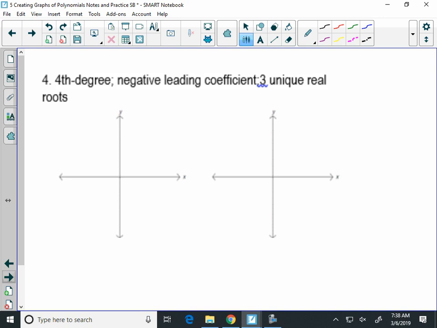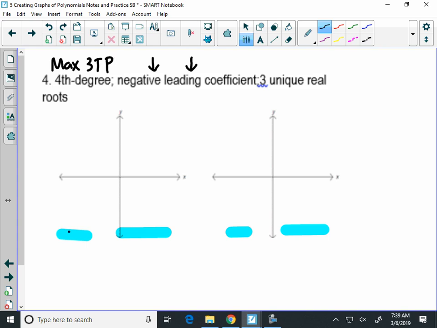All right, graph 4. 4th degree polynomial, negative leading coefficient, and 3 roots. So 4th degree is even. Even with a negative leading coefficient means both arrows point down. So when you make your graph, you're going to start and end down. 3 unique real roots, so 3 different x-intercepts. 4th degree is going to have a maximum of 3 turning points.